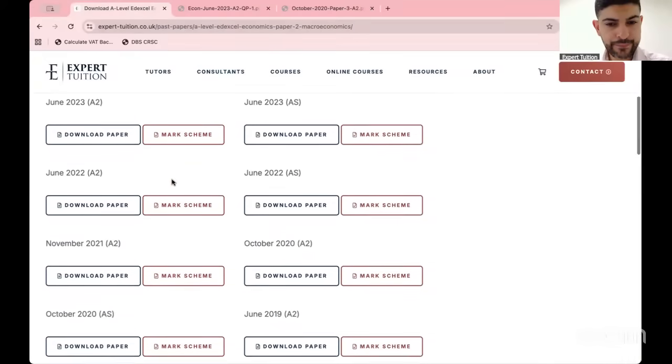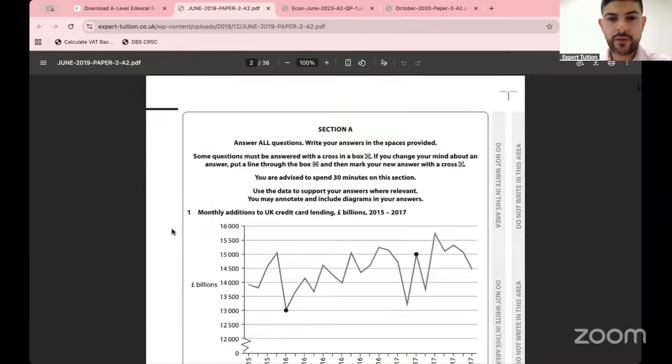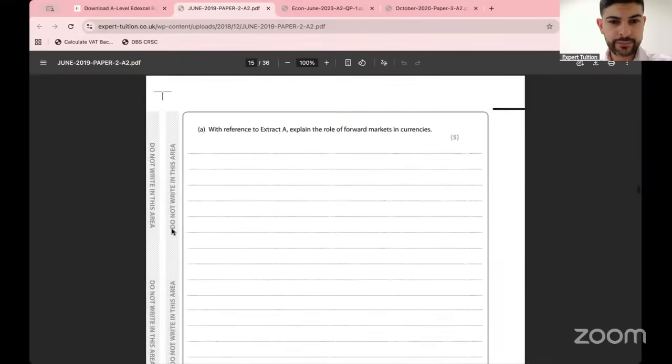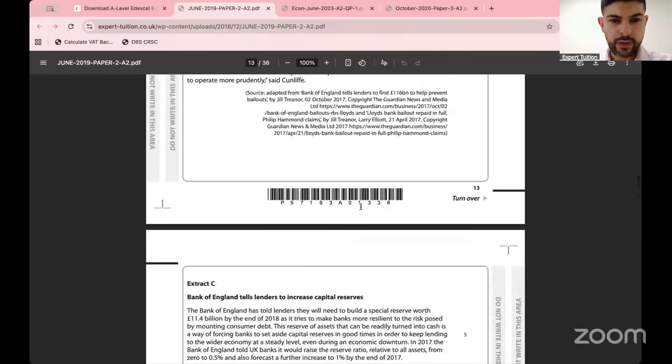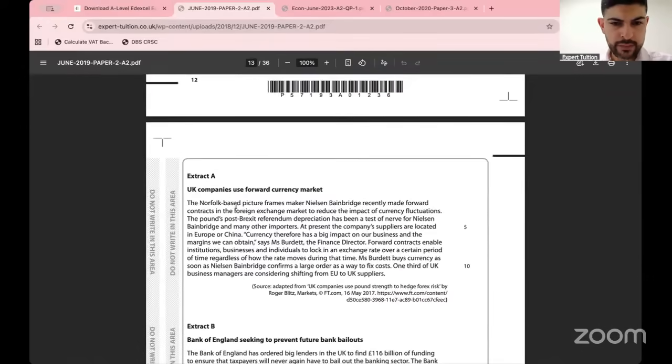If I then take you very quickly to June 2019, here we go. Question 6A. With reference to extract A, explain the role of forward markets in currencies. Literally that. Yeah, you explain what it is. And obviously from the perspective of the exporter, there's a whole extract about some guy who sells loads, Norfolk-based picture frame, whatever his name is, yeah? So he fixes the exchange rate in advance, and therefore no matter what happens to the pound relative to, let's say, the US dollar or the euro, I think it was the Eurozone, it's locked in. So you're good. You can plan ahead around that. Is that clear? All right, cool.